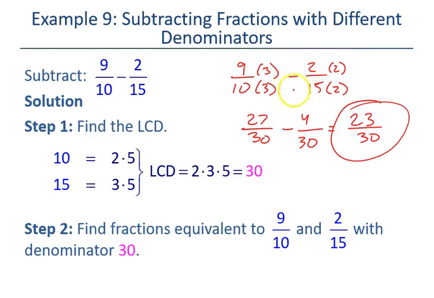One thing to note, going back to our properties, is that I can't just pick and choose and switch these around like I did with addition. I cannot put this as 4/30 minus 27 over 30. It doesn't work that way. Subtraction is not commutative.